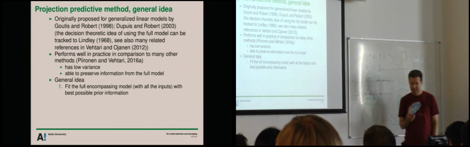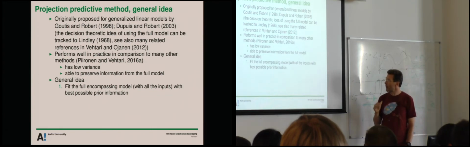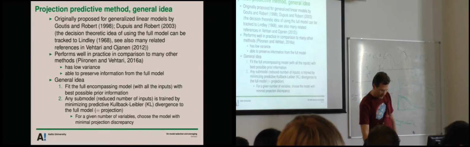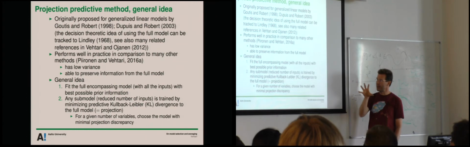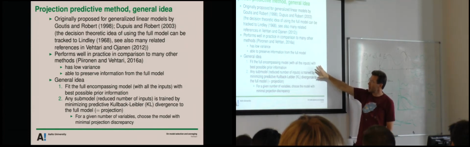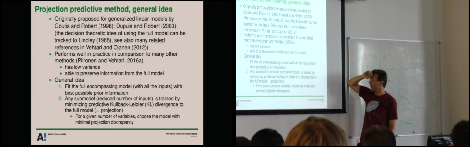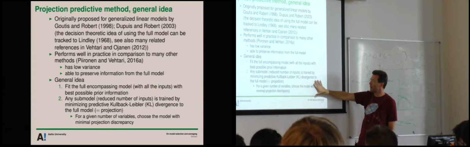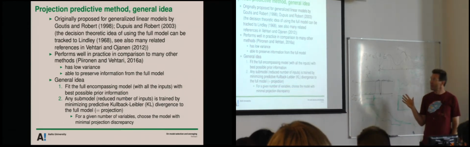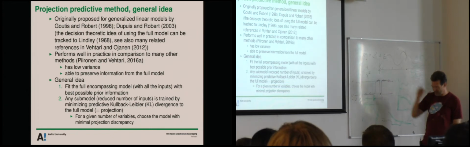The general idea is that we first form the full model with all the variables and use all the available prior information we have and use the best possible inference methods to integrate over uncertainties. And then we want to find a smaller model which is easier to explain. But now this submodel is obtained by minimizing predictive Kullback-Leibler divergence to the full model. And then for a given number of variables, choose the model with minimal projection discrepancy. So now we are not using data anymore in this selection phase. We use the data to form the full model, but after that we condition the selection process on this full model.